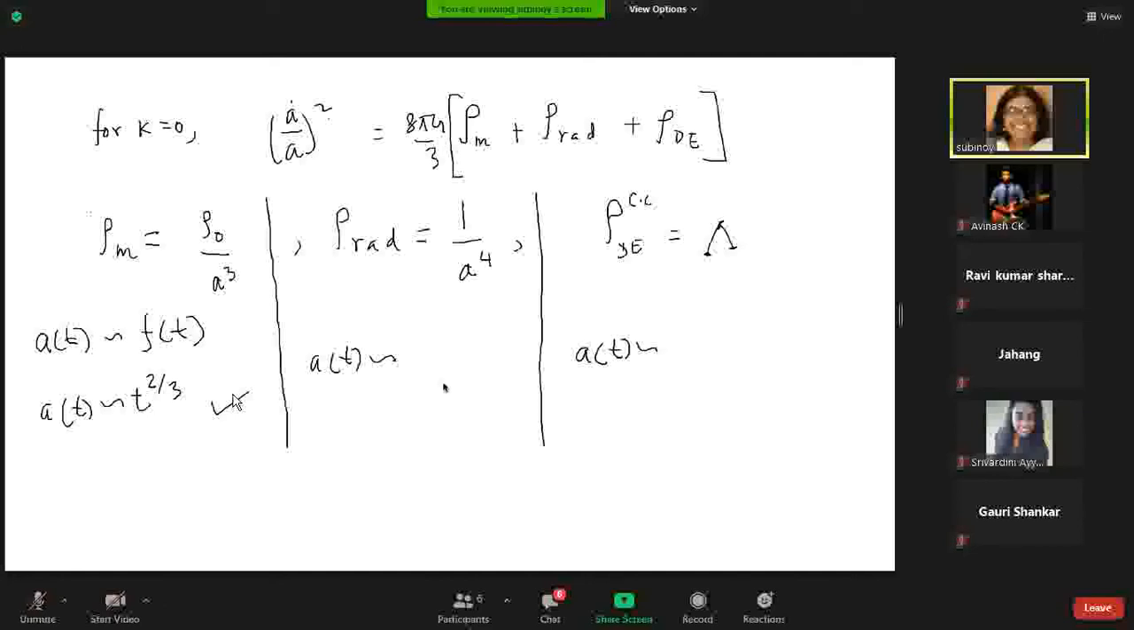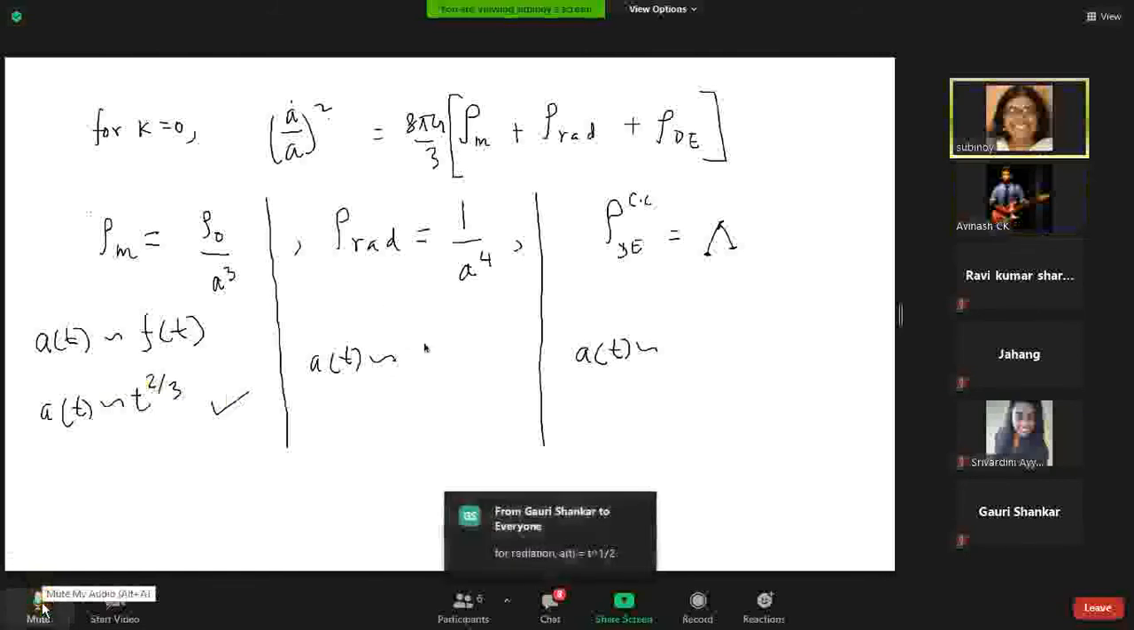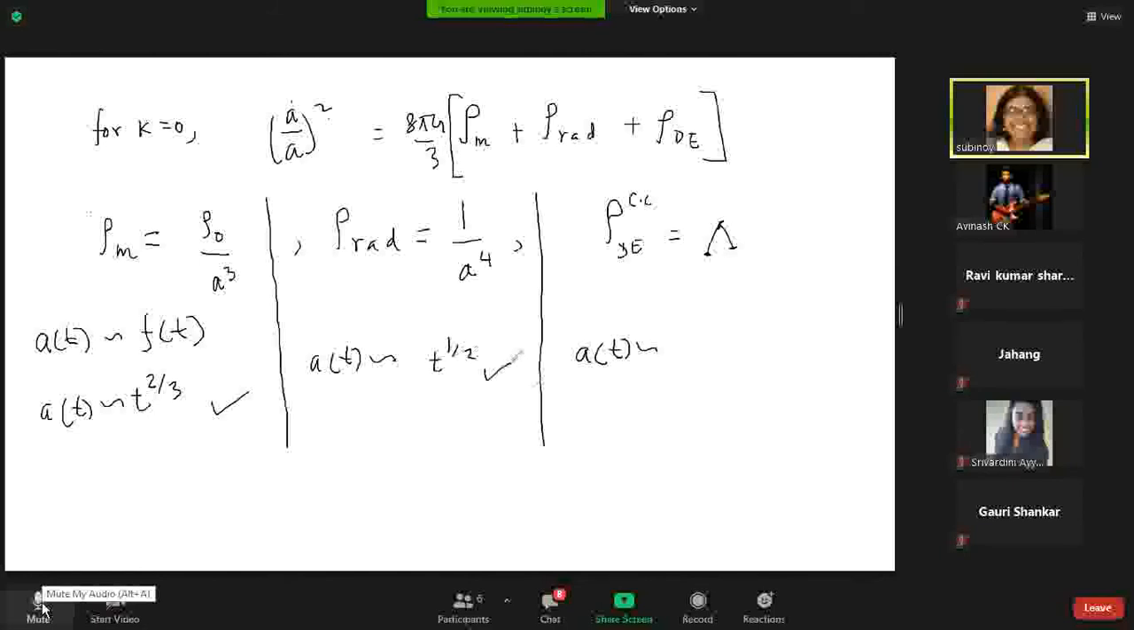Once you get it for radiation, tell me what is the answer and then do it for lambda. t to the power 1 by 2. To the power of half. That answer is right. Okay. Now do it for the constant, rho dark energy, the cosmological constant.